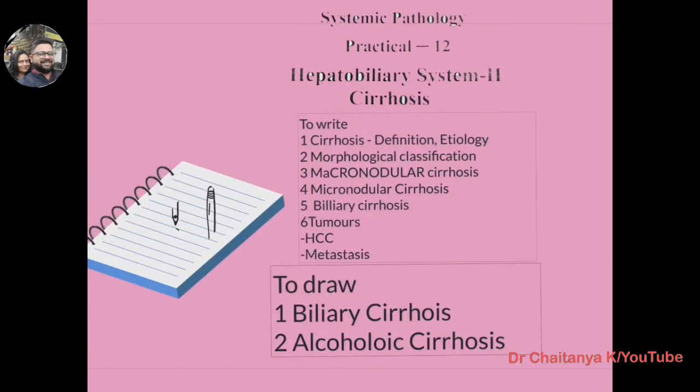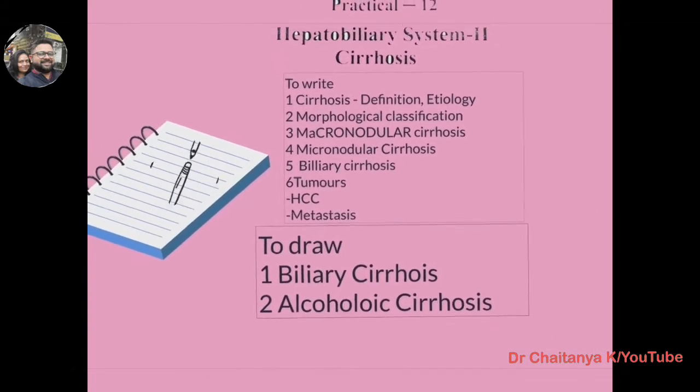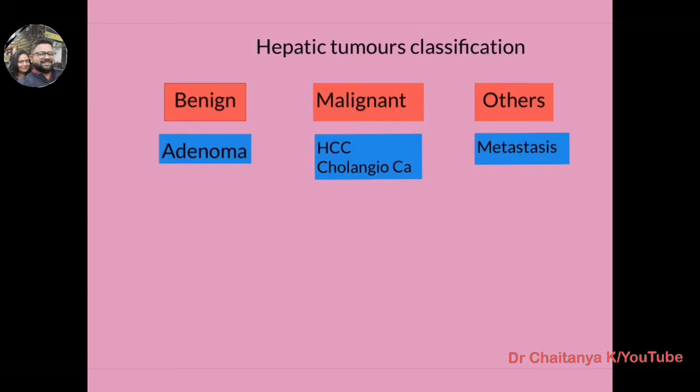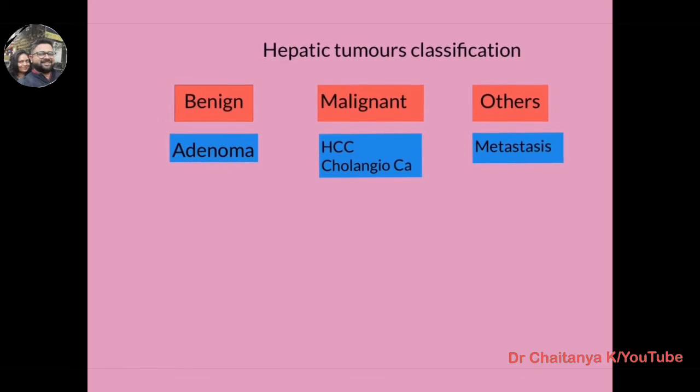So coming to part 2 of practical number 12, that is the hepatobiliary system and cirrhosis with tumors. In this part we are going to cover the tumors. This is the short classification of hepatic tumors, that is benign, malignant and others. In benign you can get adenoma and other tumors. In malignancy, hepatocellular carcinoma, cholangiocarcinoma and others, and in metastasis you get the other tumors.